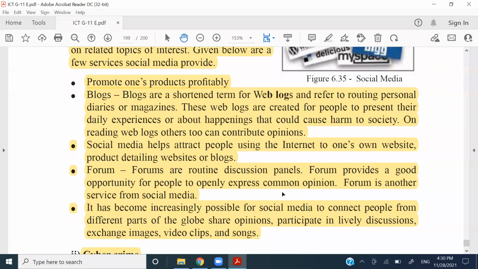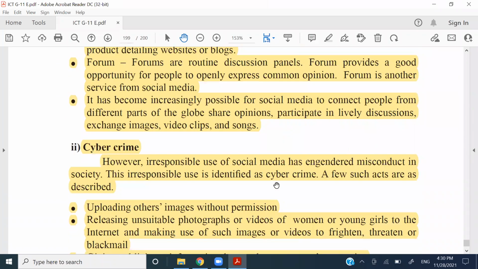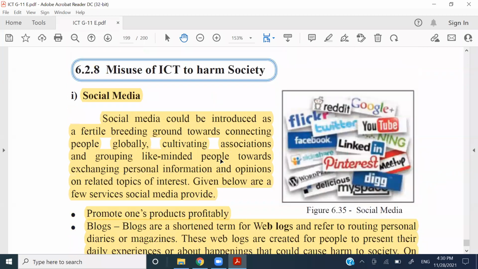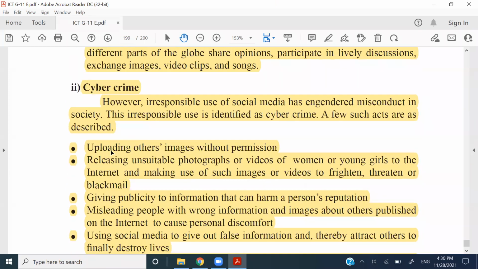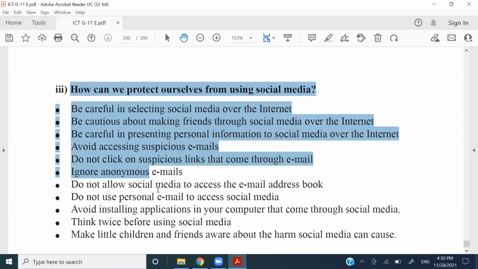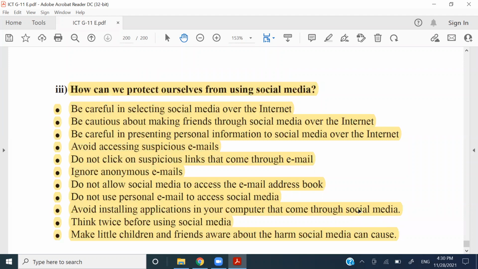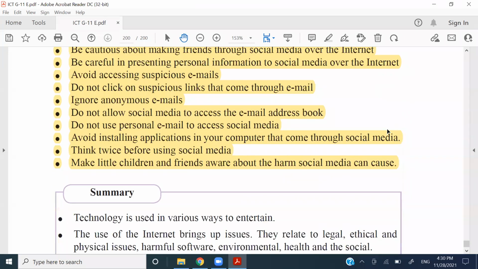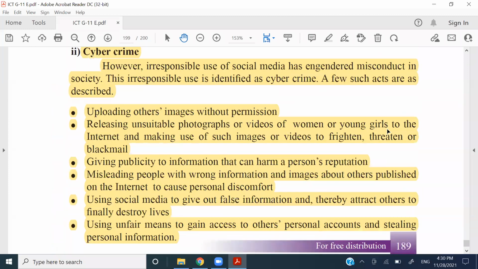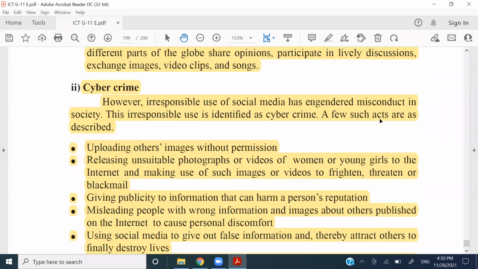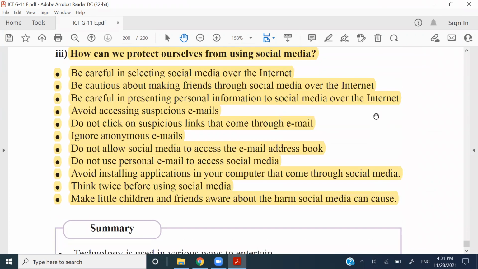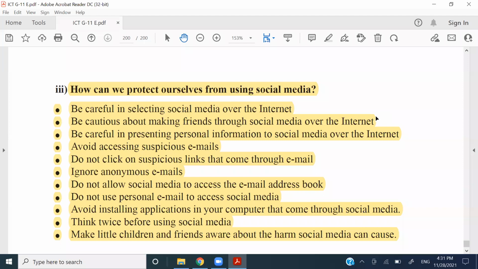So the entire page 189 should be copied, and don't go for this Roman number 1 and Roman number 2. Just write about the social media and write about the cybercrime, right? And again, copy this list of the ways that you can stay safe from cybercrimes. So page number 189 totally, and the points on 190, right? So that will be all regarding your syllabus. We are fully done with the syllabus now.